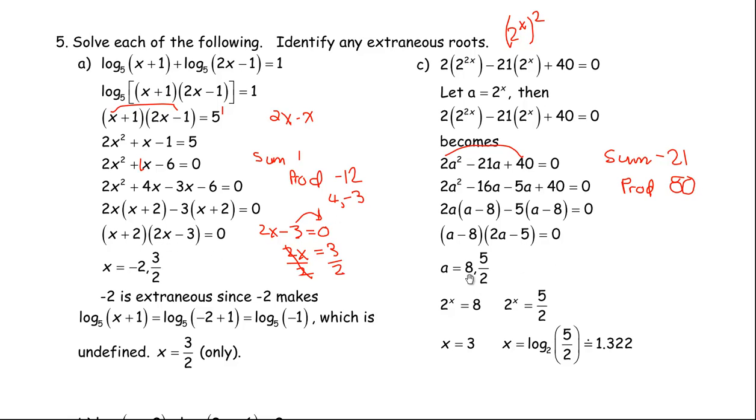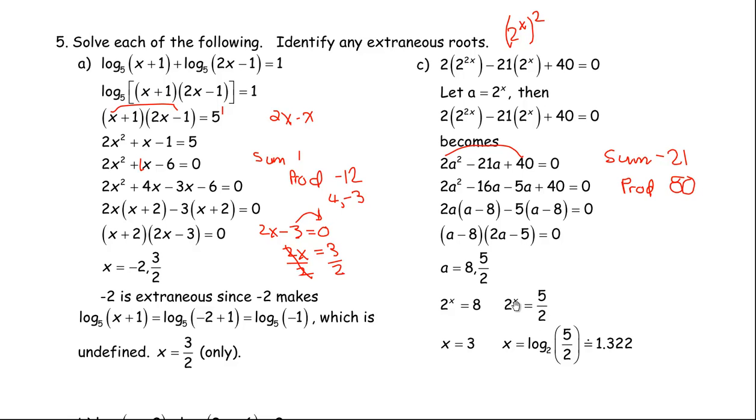Now, remember, we're trying to solve for x here, because the original equation had x's in it. So remember, a was 2 to the x. So 2 to the x put in place of the a, 2 to the x would equal 8. And so x would be 3, because 2 raised to the power of 3 is 8. So that's a solution. And then 2 to the x would also equal this 5 halves. We're not going to get a nice whole number value for that one.